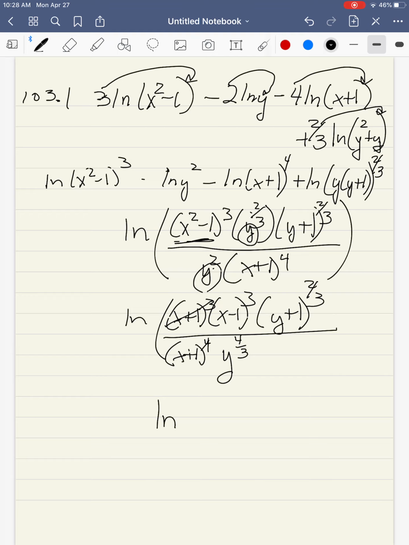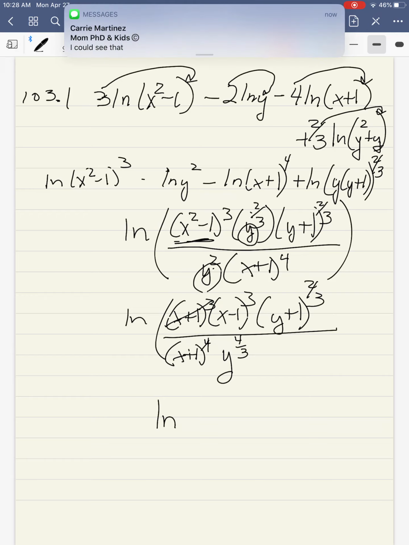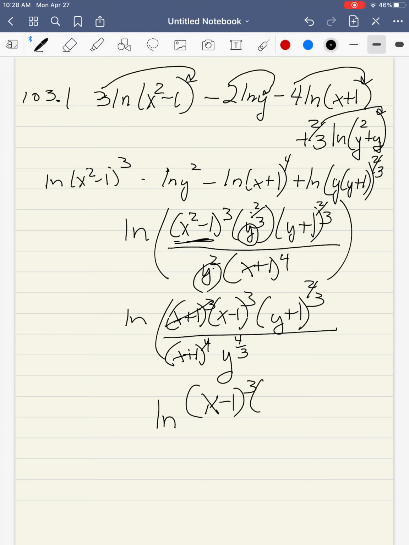So the final answer will be ln of (x minus 1) to the third times (y plus 1) to the 2/3 over (x plus 1) times y to the 4/3. So we took this long expression and we simplified it down into one logarithmic expression. All right, now then, the next one is just the opposite of that.